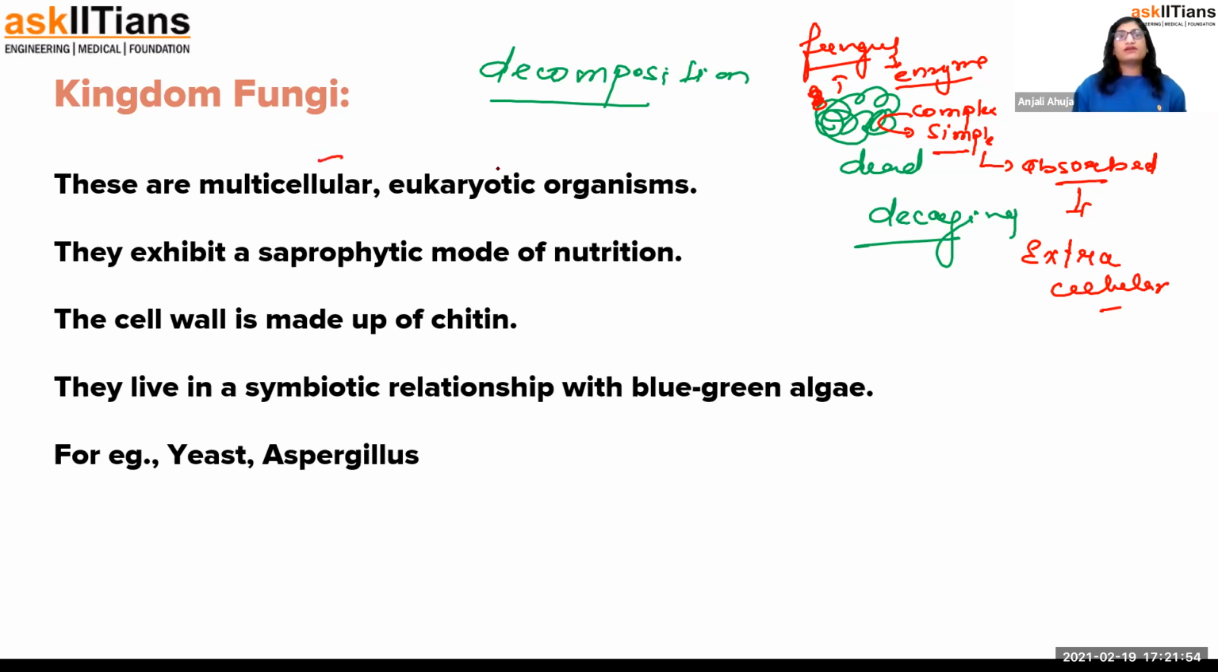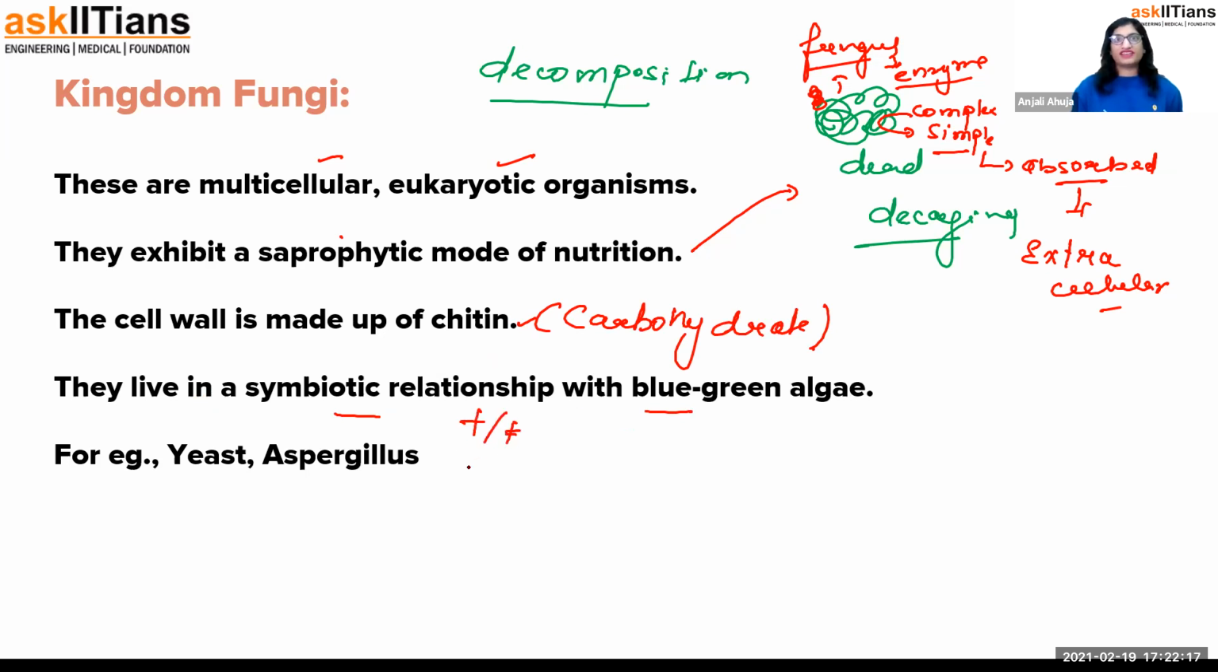They are all multicellular, and they are all eukaryotic. They have a saprophytic mode of nutrition on dead and decaying material. Their cell wall is made up of chitin. Chitin is a type of carbohydrate, a complex carbohydrate. They live in a symbiotic relationship with blue-green algae, forming lichens, a positive relationship where both benefit each other. Examples are yeast, aspergillus, and mushroom. The scientific name of mushroom is Agaricus.